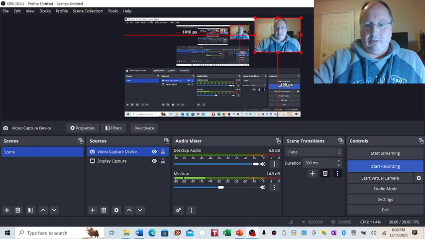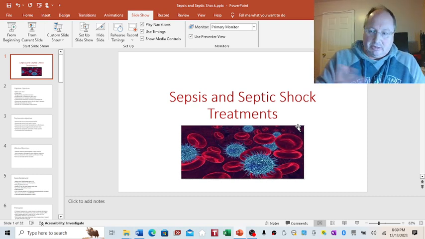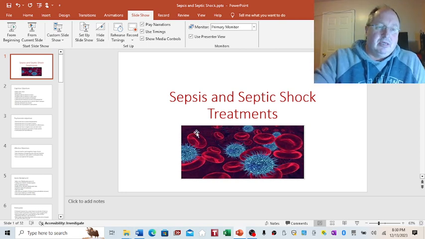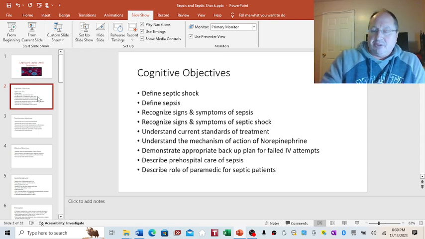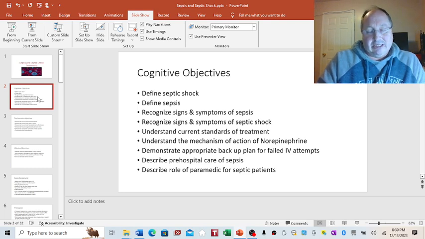So what we're going to talk about today is sepsis, septic shock, the treatments, things that affect your patients. The cognitive objectives here are that we're going to be able to define septic shock and sepsis, recognize the symptoms of both of them, understanding the current treatment, because this is changing a lot. Norepinephrine is the big vasoconstrictor that's used for septic shock. So being able to understand that.